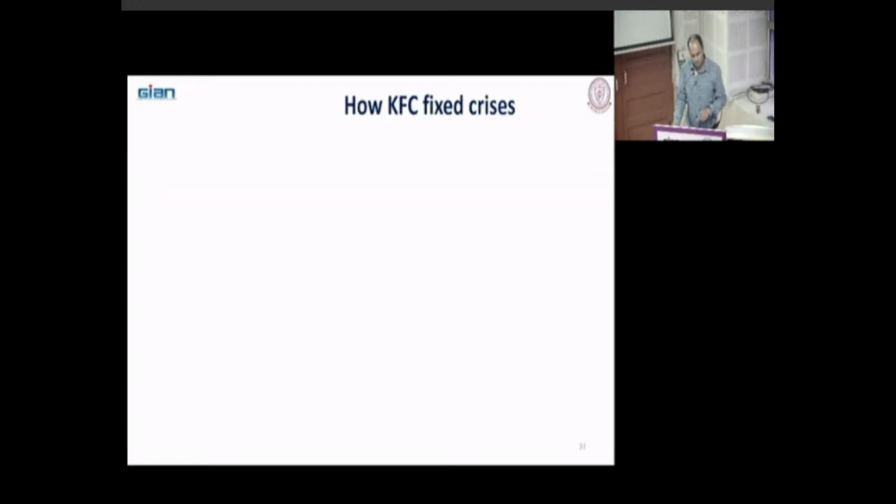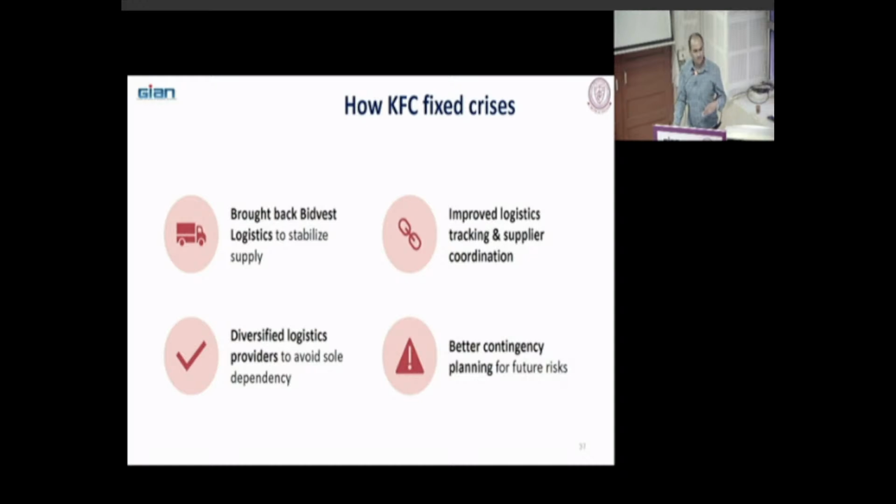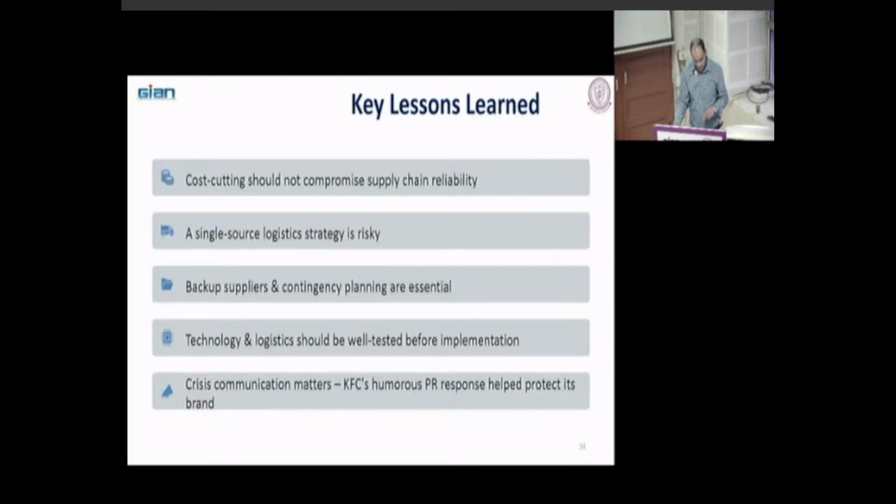So how did KFC fix this issue? They brought back Bidvest Logistics, partly because they thought it was not a good idea to go with a single supplier, DHL. They improved logistics tracking and supplier coordination. They went with IoT devices to track the vehicles' locations, diversified the logistics providers to avoid sole dependency, and made better contingency planning for future risks. A backup plan: if one of the suppliers or delivery partners failed to deliver the products, they started contingency planning.